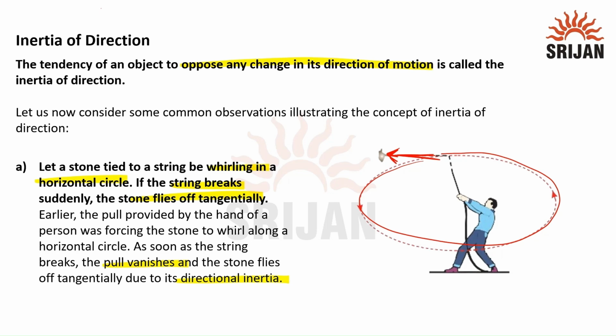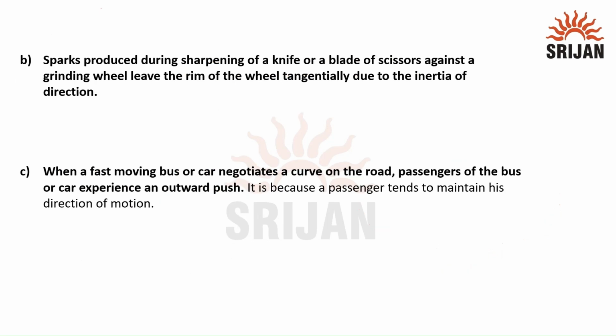Let us move to the next example. The sparks produced during sharpening of a knife or a blade of scissors against a grinding wheel leave the rim tangentially due to the inertia of direction.